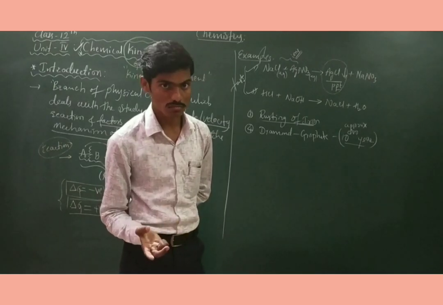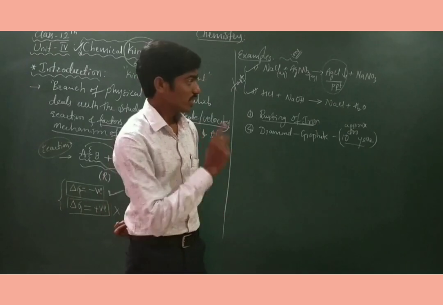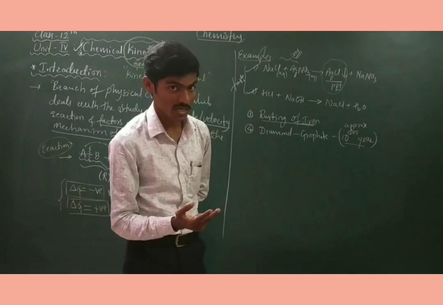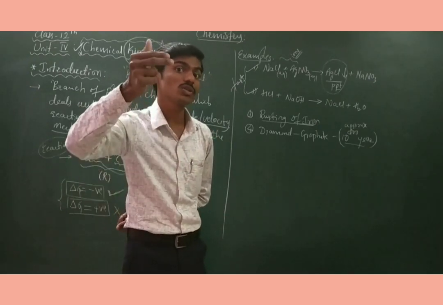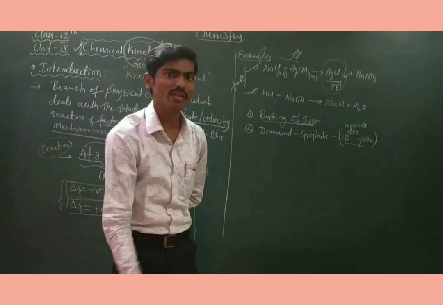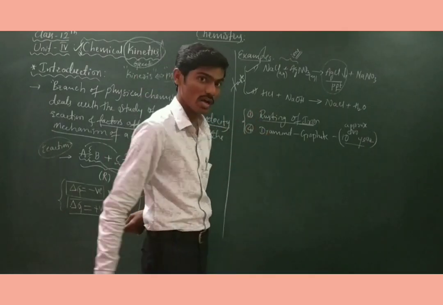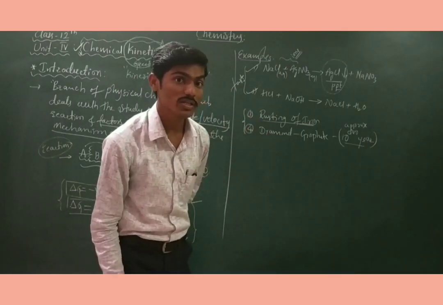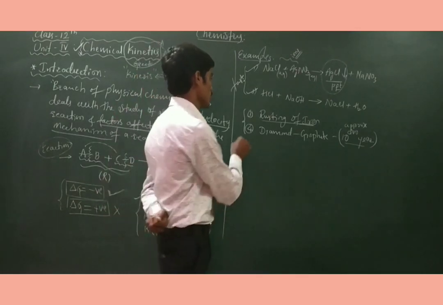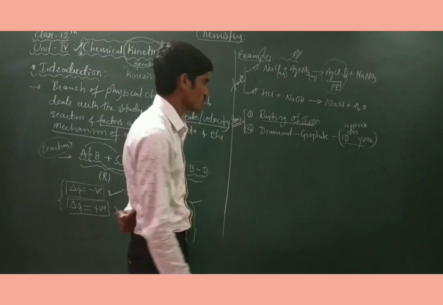What is the lifespan of people nowadays? Almost 100 years. 10 power 2 is 100, 10 power 3 is 1000, so why is it 10 power 200 years? Kinetically, it is a very, very slow reaction. But the reaction is feasible. The reaction is possible here, but at what rate? Very slow. Slow reactions. And some of the reactions are moderate reactions.